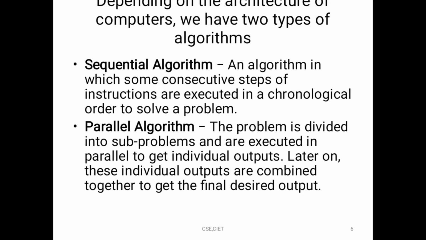In a sequential algorithm, some consecutive steps of instructions are executed in chronological order to solve a problem. In a parallel algorithm, the problem is divided into sub-problems that are executed in parallel to get individual outputs. Later on, these individual outputs are combined together to get the final desired output.